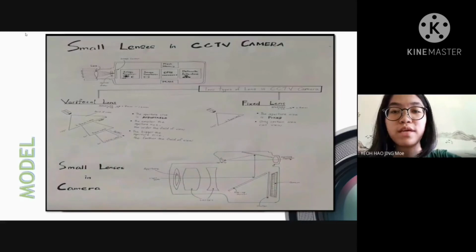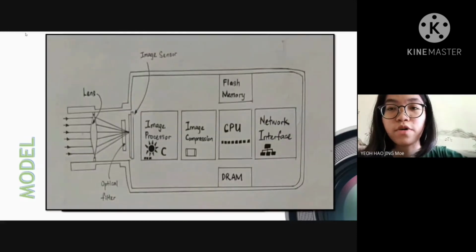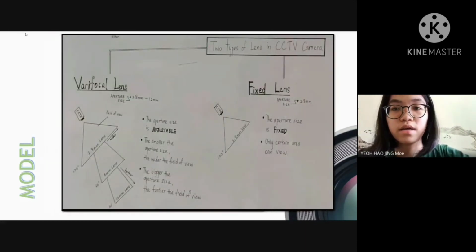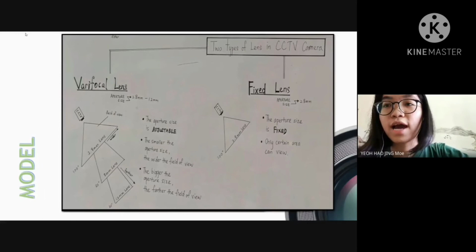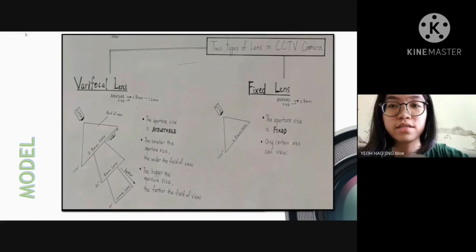This is our 2D model about the small lenses. The small lenses in the CCTV camera. There are two types of small lenses in a CCTV camera. The first is the varifocal lens. The aperture size can be adjusted from 2.8 mm to 12 mm. The smaller the aperture size, the wider the field of view. The bigger the aperture size, the farther the field of view.